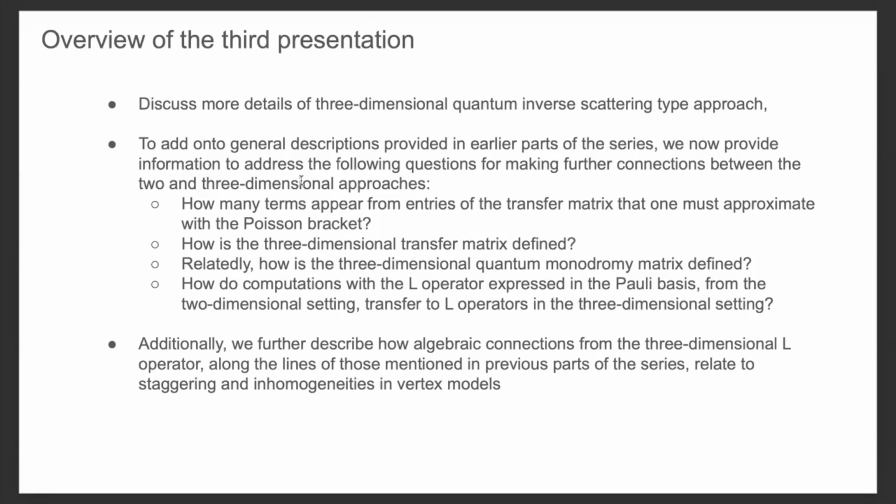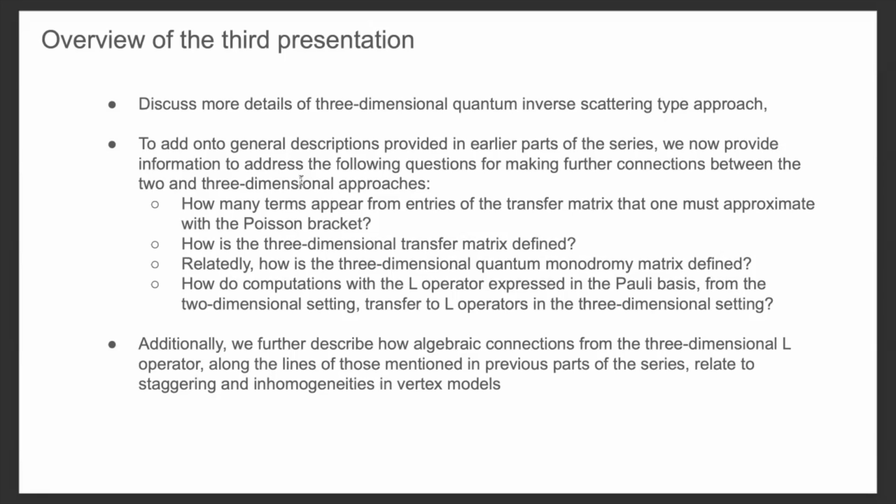like how we saw that there is a very strong dependency of a sign of two eta factors, as well as the Pauli bases in the two-dimensional L operator. So for the three-dimensional L operator, this was also drawing our attention to, as is said in the second bullet point, how is the three-dimensional transfer matrix defined? And in the third bullet point, relatedly, how is the three-dimensional quantum monodromy matrix defined?